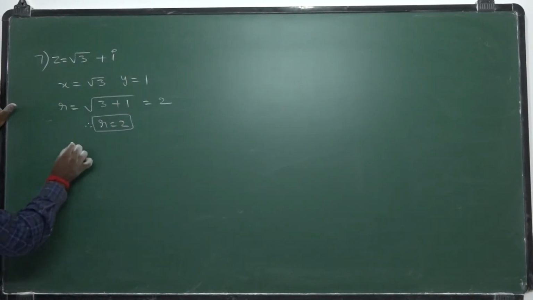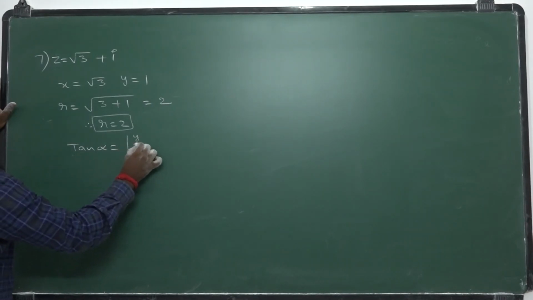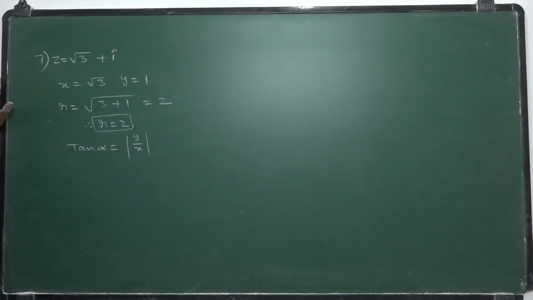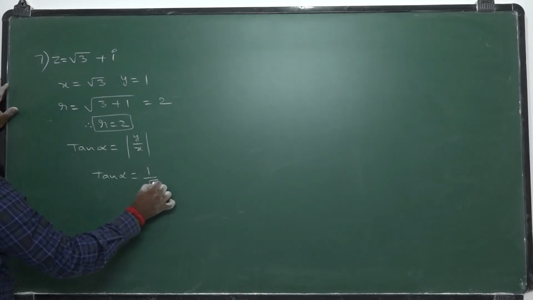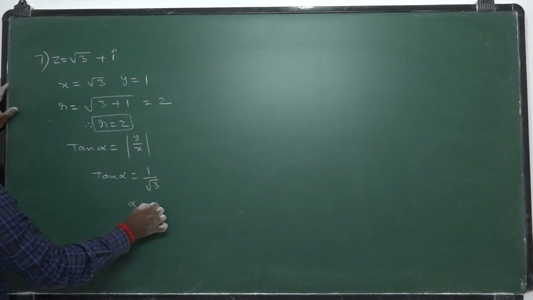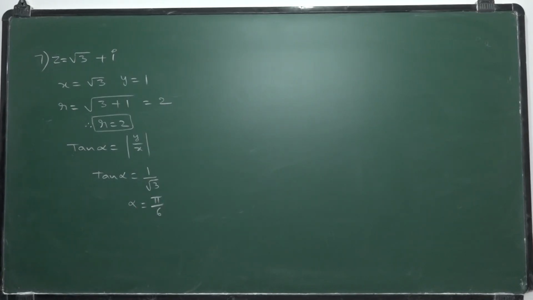So take the equation tan alpha equal to modulus of y by x. From this equation we have to find the value of alpha. So tan alpha equals 1 by root 3. Therefore alpha equals 30 degrees. 30 degrees converted into radians is pi by 6. Alpha equals pi by 6 radians.